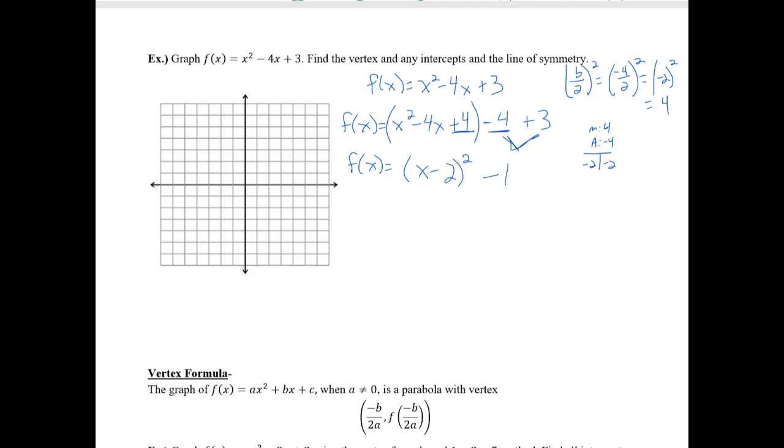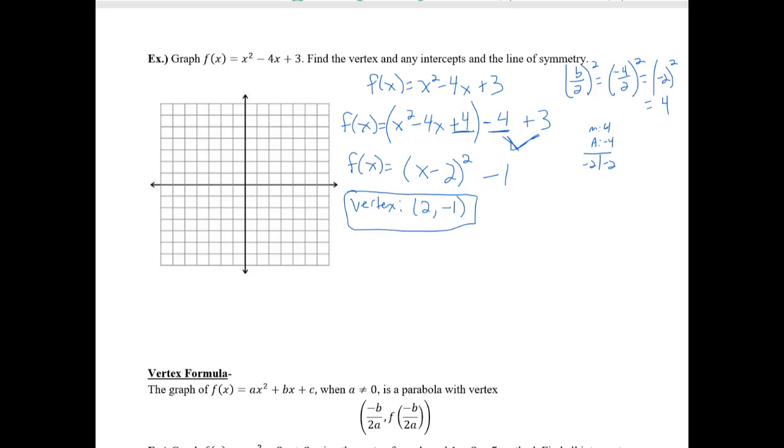And now we can pull out our vertex. Our vertex will be at positive 2, negative 1, right? So we take the opposite of what's inside with the x. What would make this 0? That'd be positive 2, and the k stays the same as negative 1. Alright, so there's part of our answer. We have a vertex. Now we also need any intercepts and the line of symmetry.